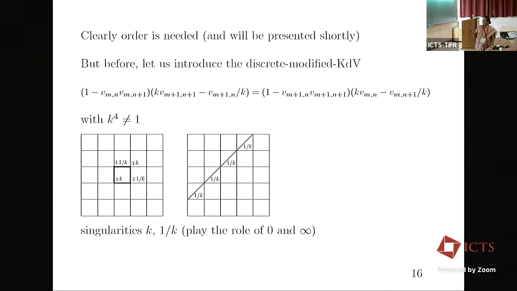Let us study this for the discrete modified KdV in order to have better ideas. So the discrete modified KdV we have taken in this form. Again, it is one of the forms of discrete modified KdV. Here we have taken k to the power 4 not equal to 1. So 1, k and 1 by k play the role of 0 and infinity. So here 0, here infinity, here 0, the same setup. Instead of considering 0 and infinity, we are considering k and 1 by k. That is the only difference.